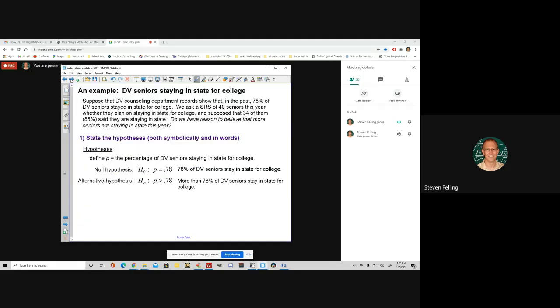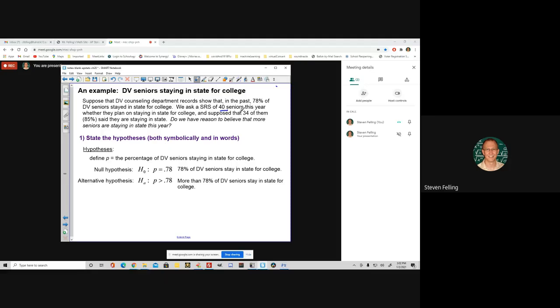All right, so let's take another example a little closer to home. This is all made up just for the purposes of illustration, but just to try to put it in context, that's stuff that's easier for us to identify with. Okay, suppose that the DV counseling department records showed that in the past, 78% of the seniors at Desert Vista stayed in state for college, went to one of the in-state schools. So we ask a simple random sample of 40 seniors this year whether they plan on staying in state.